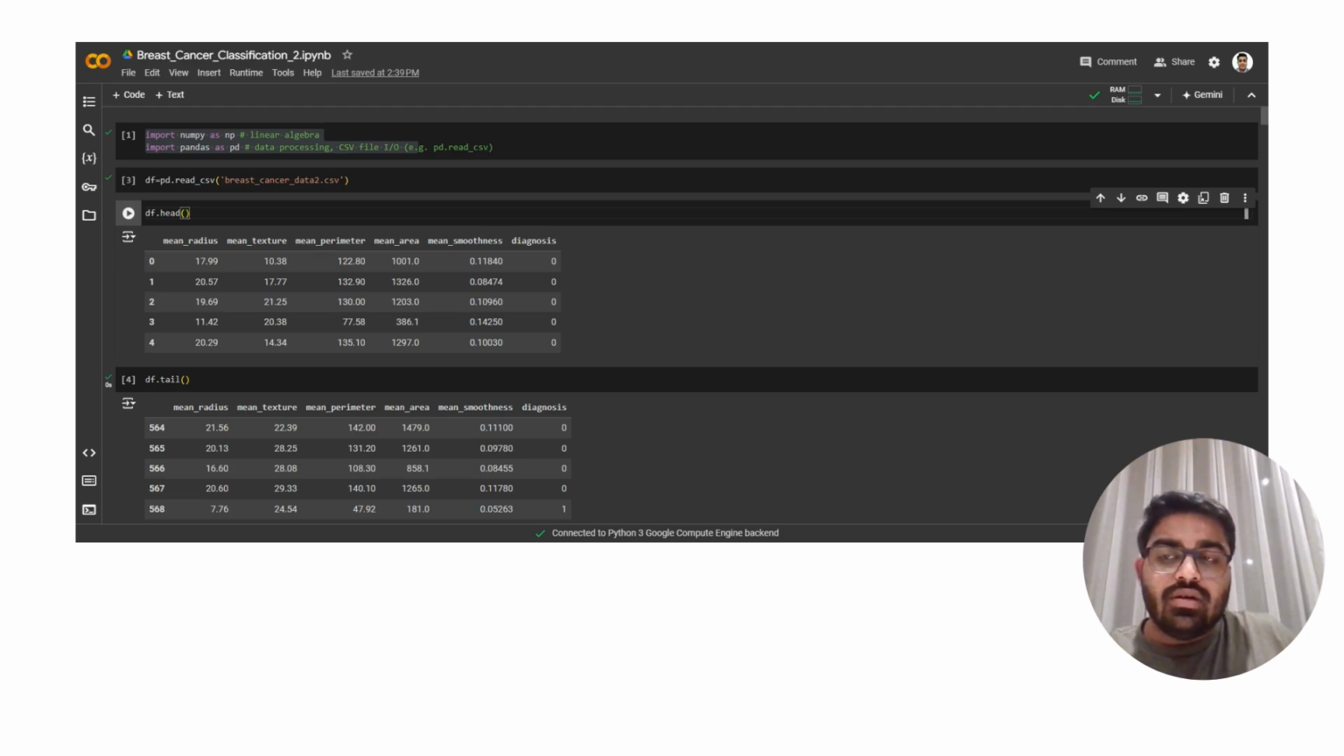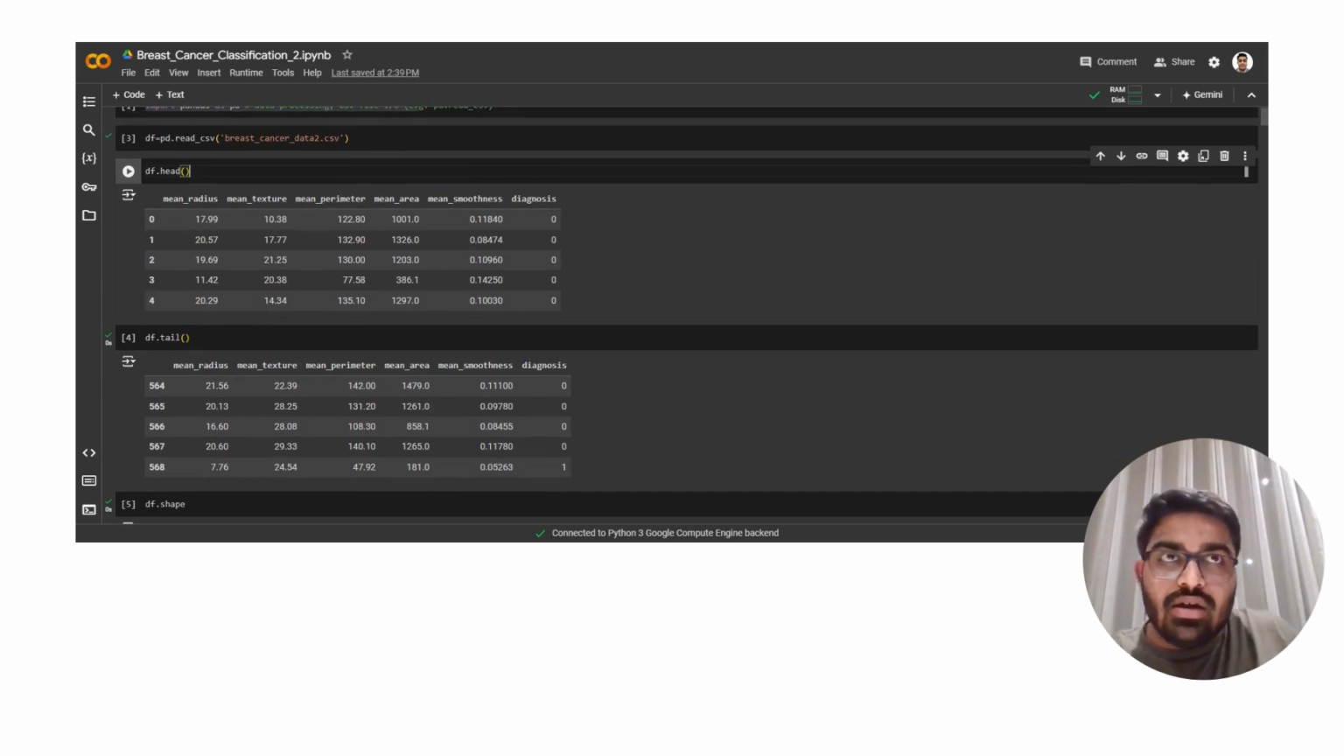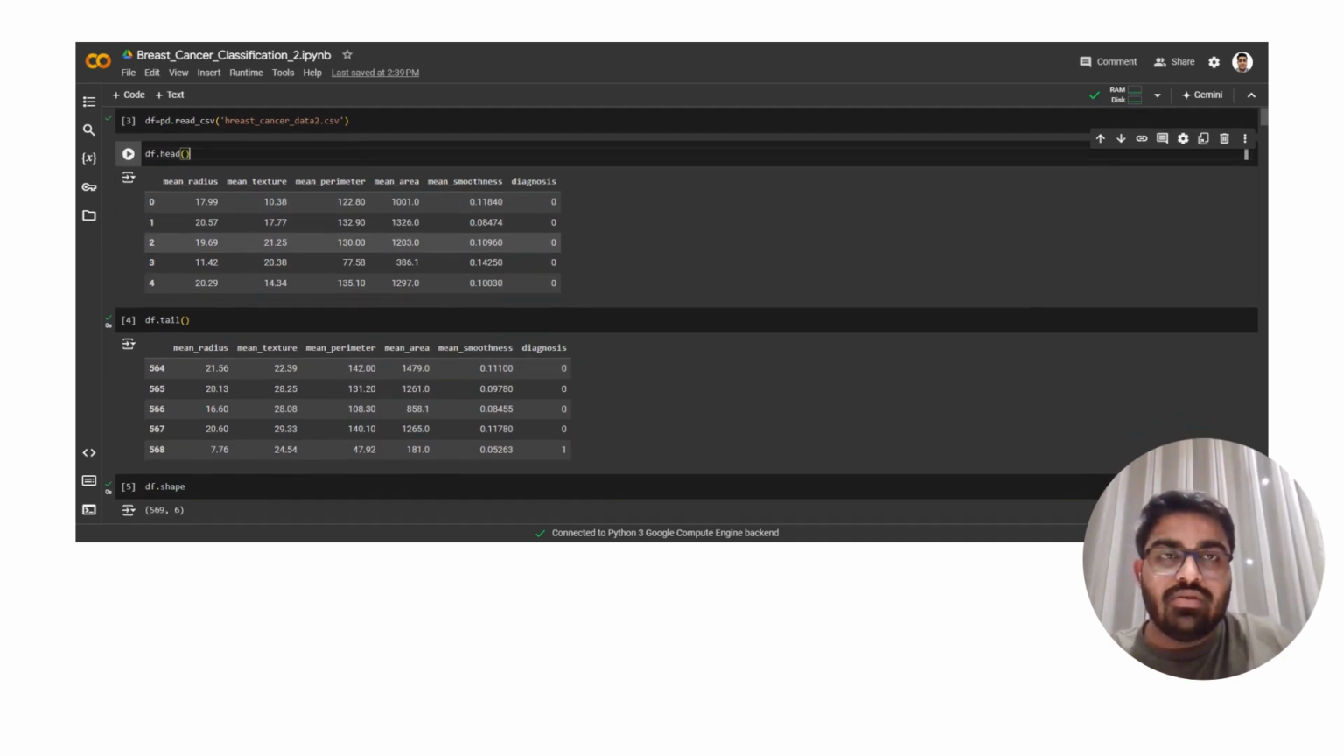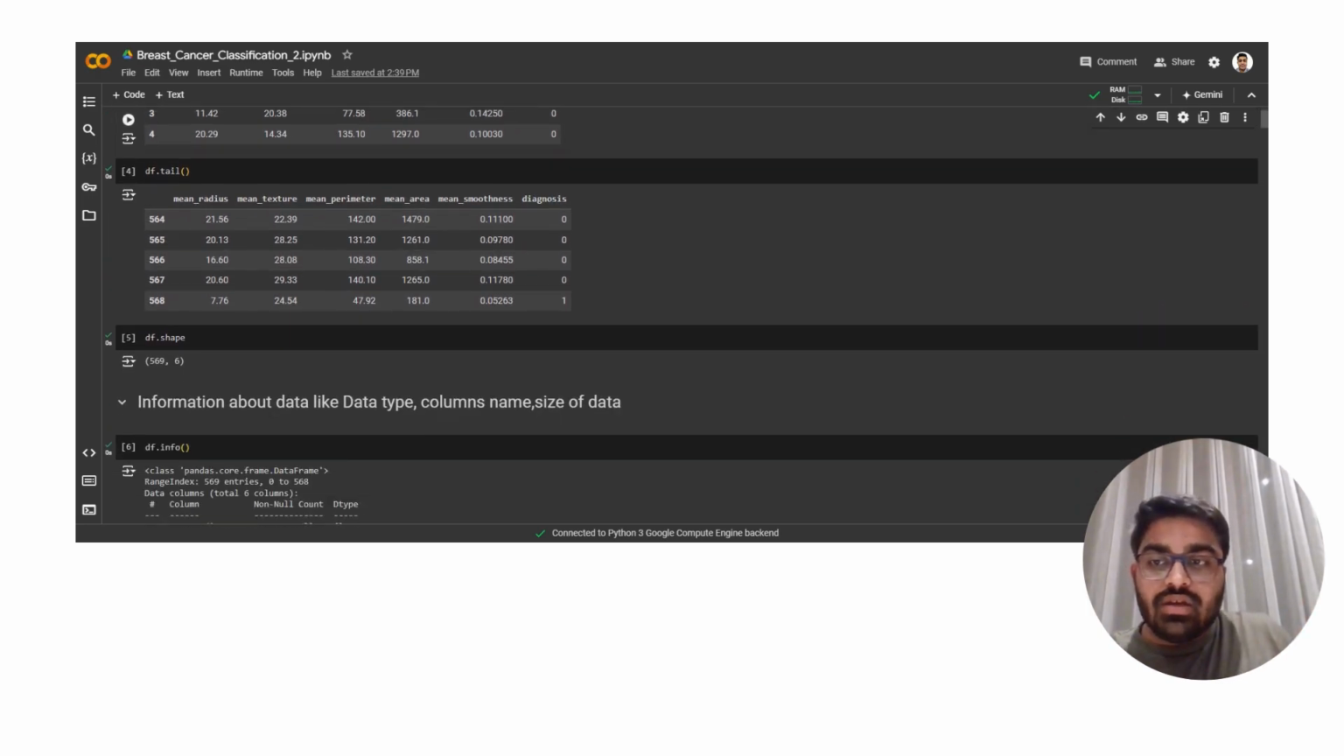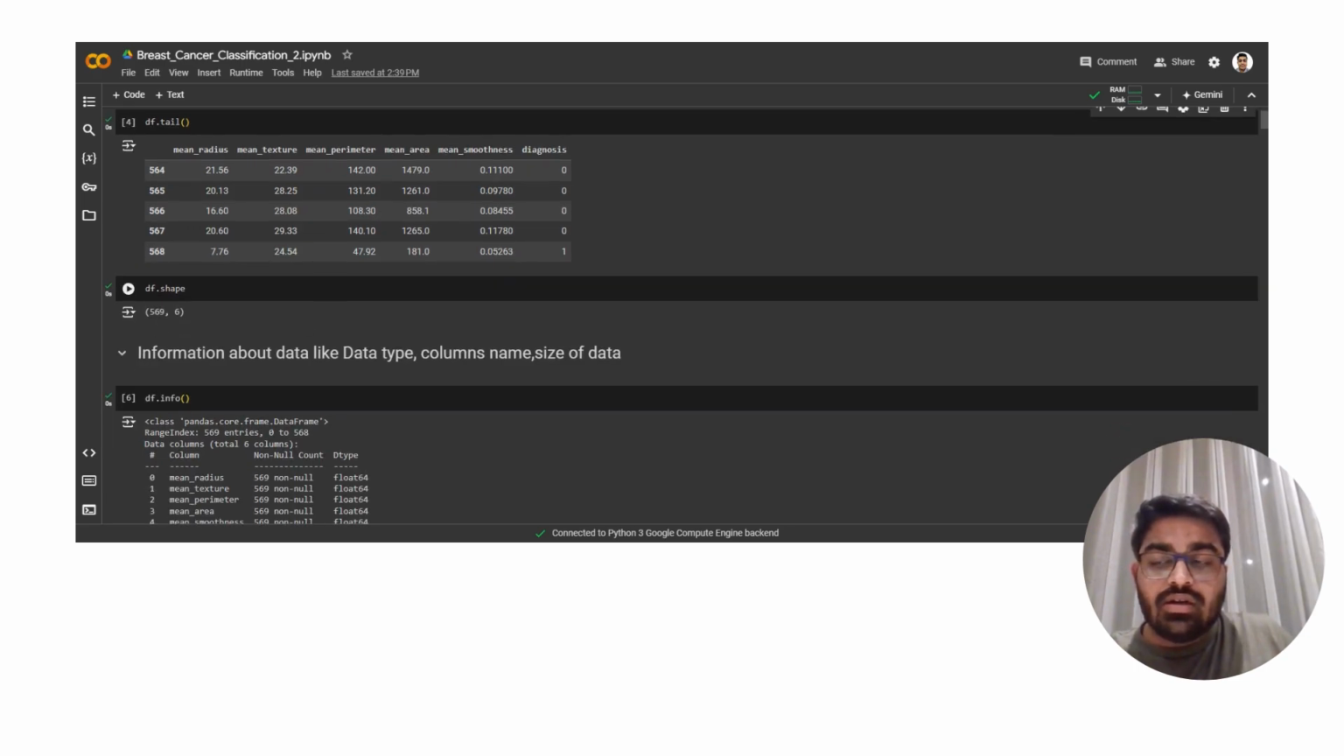So already we can see that the data has one, two, three, four, five, six variables, which is mean radius, mean texture, mean perimeter, mean area, mean smoothness, and diagnosis. Diagnosis would be our dependent variable, and the rest of them would be independent variables for regression analysis and the other classification models. So this is just some basic data exploration wherein I wanted to know the shape.